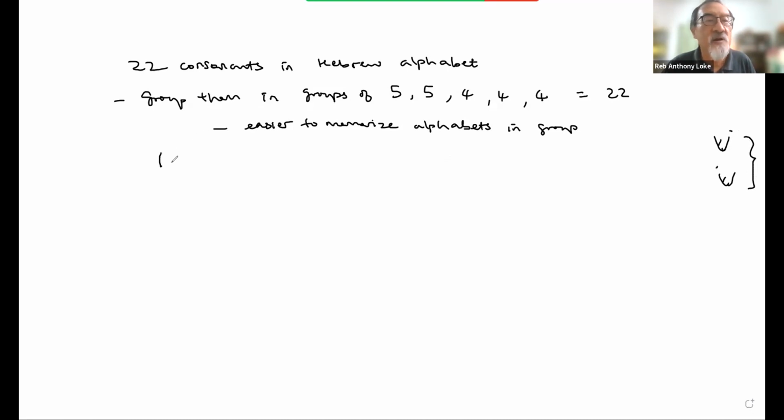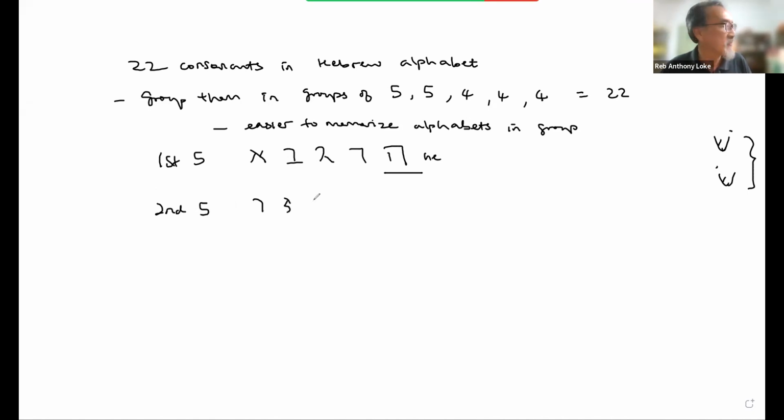So the first 5, therefore, will be these letters. Okay, this is the first. So what you do is you put a line and divide the table at this Hey. At the letter Hey, put a line across, and then this will be your first 5. The second 5 will be Waw, Zain, Het, Tet, Yod. So you put a line at the Yod, and that will be the next 5.